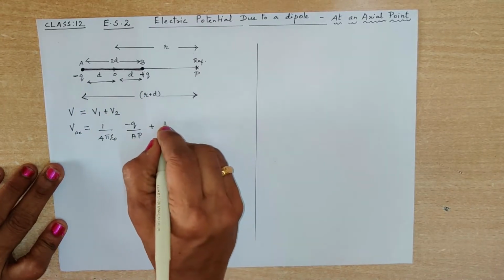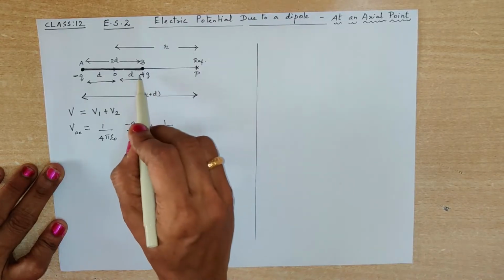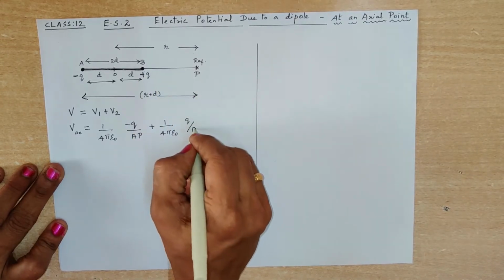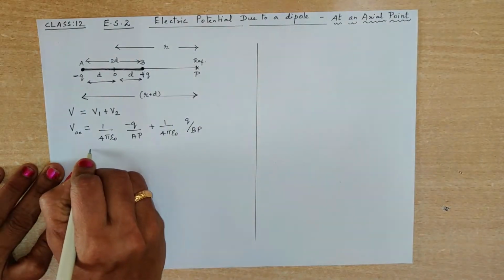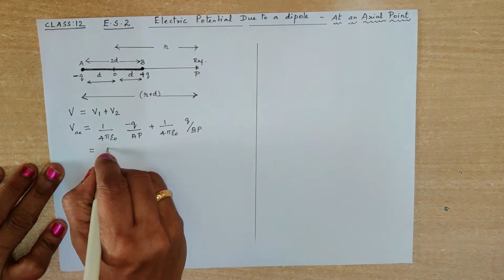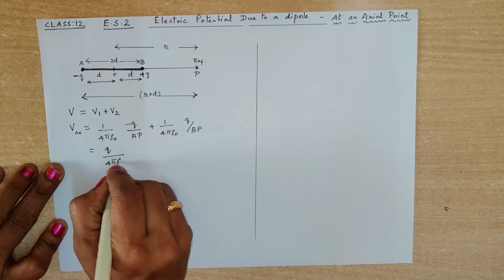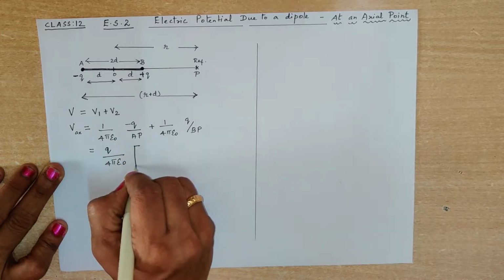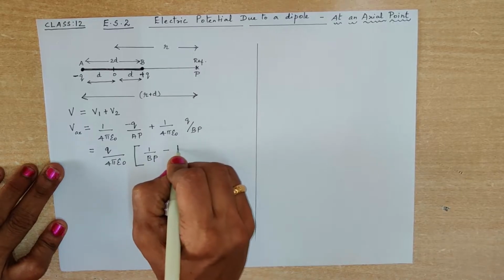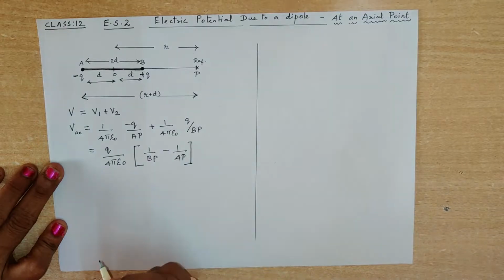And plus, what is V2? 1 by 4 pi epsilon naught, and the charge is plus q, upon the distance BP. Therefore, we can take the common terms: q upon 4 pi epsilon naught outside, and keep the rest in the bracket: 1 by BP minus 1 by AP. The minus sign I have taken in this order.